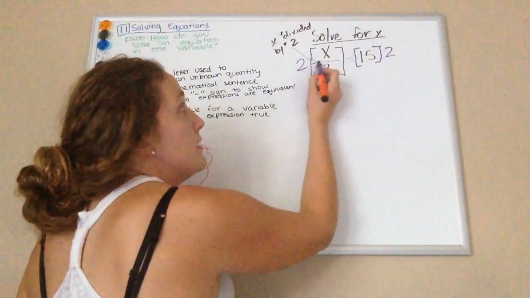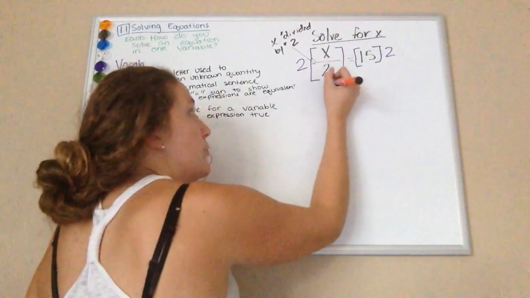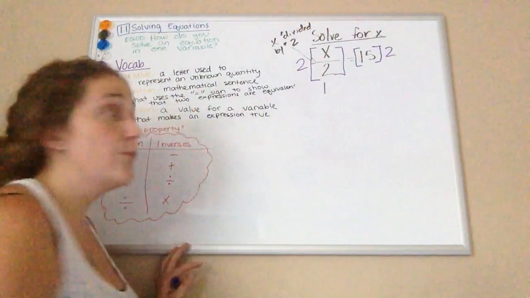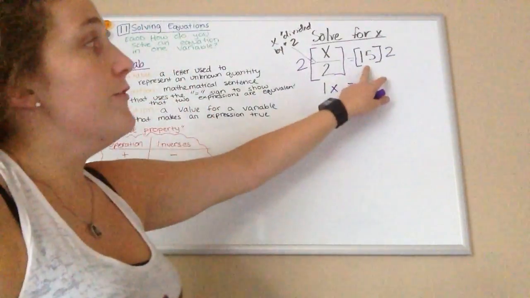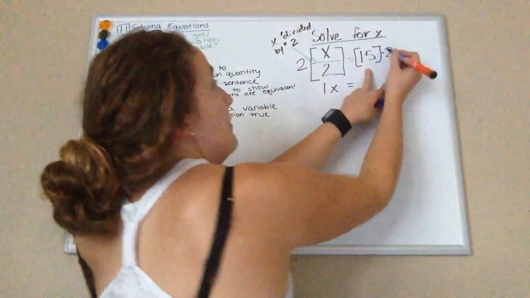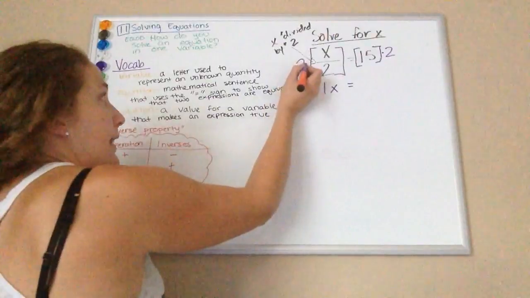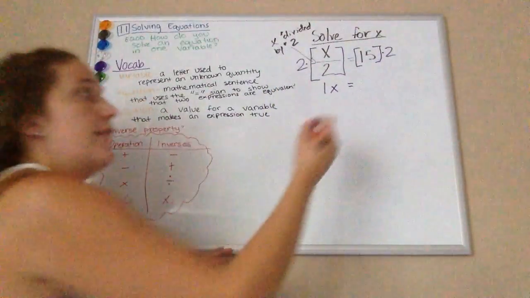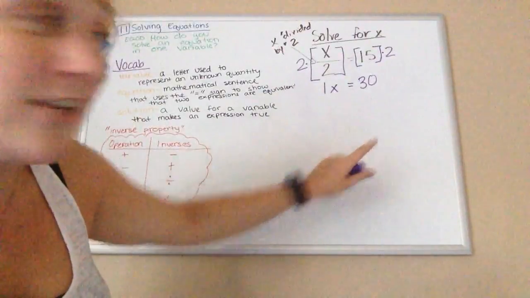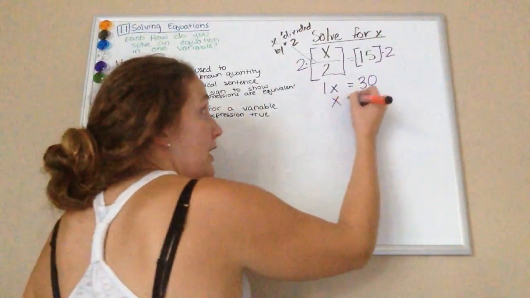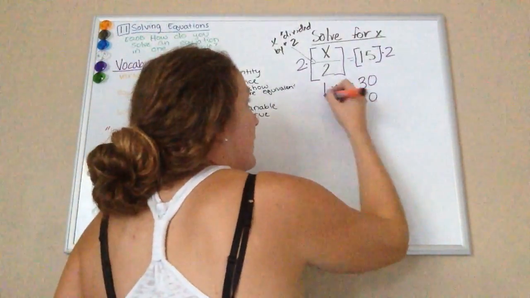So 2 divided by 2 is just 1. 2 divided by 2 is 1. x is equal to 15 times 2. Remember, we were multiplying. That was our inverse operation. So we get 30. And again, you guys should know that the 1 is not necessary, so we're not even going to include it. We're just going to go x is equal to 30.